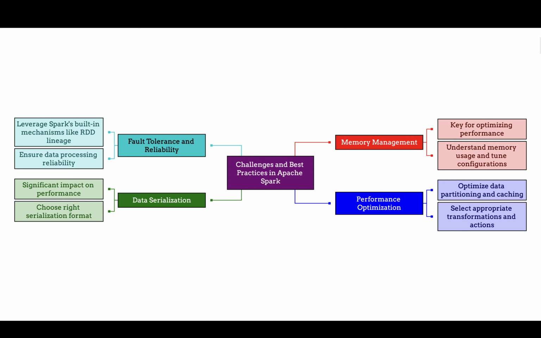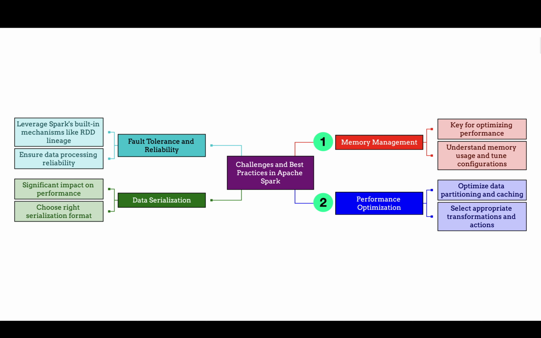Challenges and best practices in Apache Spark. 1. Memory management. Efficient memory management is key to optimizing Spark's performance. It involves understanding the memory usage patterns and tuning the Spark configurations accordingly. 2. Performance optimization. Performance tuning in Spark often involves optimizing data partitioning, caching datasets, and selecting the right transformations and actions.